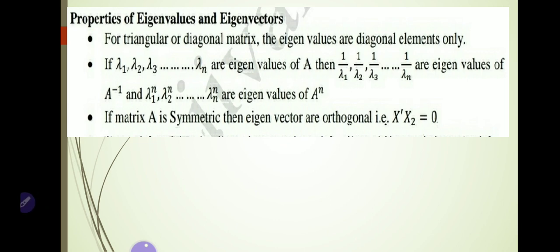We can check our eigenvalues are correct or wrong. How? Using these properties we can check our eigenvalues are correct or wrong, but we will see the properties one by one. So the first property is: for a triangular or diagonal matrix, this is very important, the eigenvalues are the diagonal elements only.